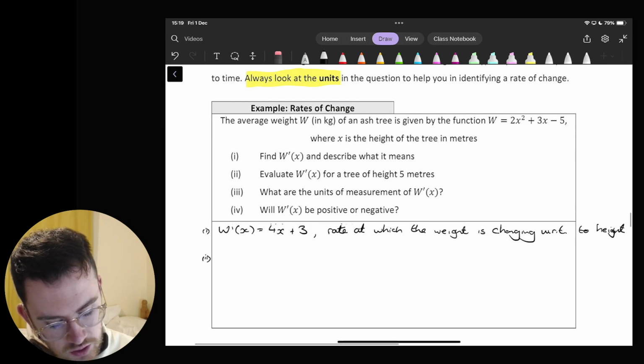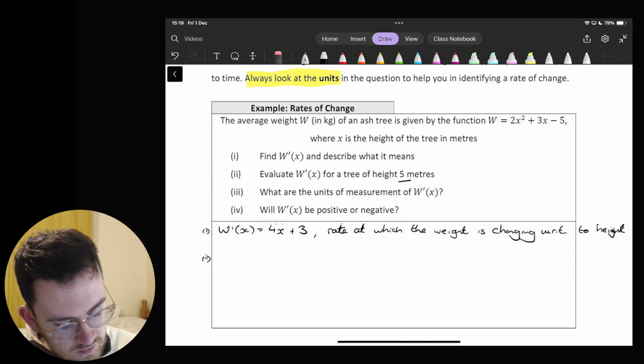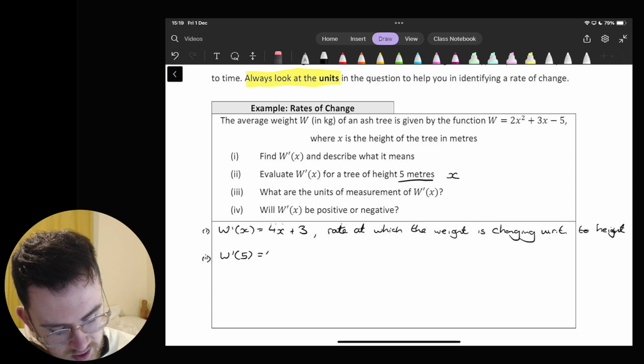So let's look at part 2 now. Evaluate this for a tree of height of 5 meters. So where height, remember, height is x. So I'm evaluating the derivative when the height of the tree is 5.